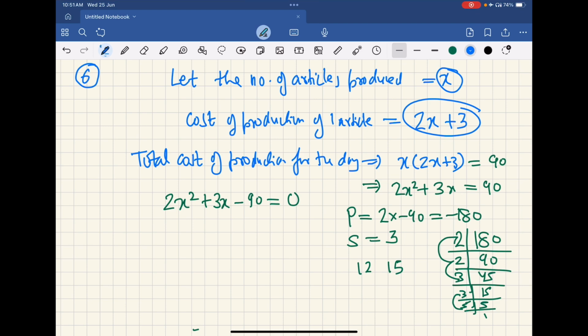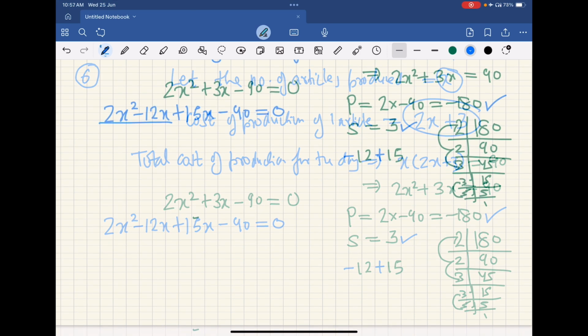ओके, देखिए 12 और 15 में मुझे sum क्या चाहिए, I need sum as plus. That means the sign of the bigger number should be plus and the smaller number should be minus. Now 15 minus 12 is the sum 3? Yes. 15 into minus 12 is the product minus 180? Yes. Fits the bill. So इसको यहाँ पे हम अब क्या लिख देते हैं, 2x square minus 12x plus 15x minus 90 equals 0.